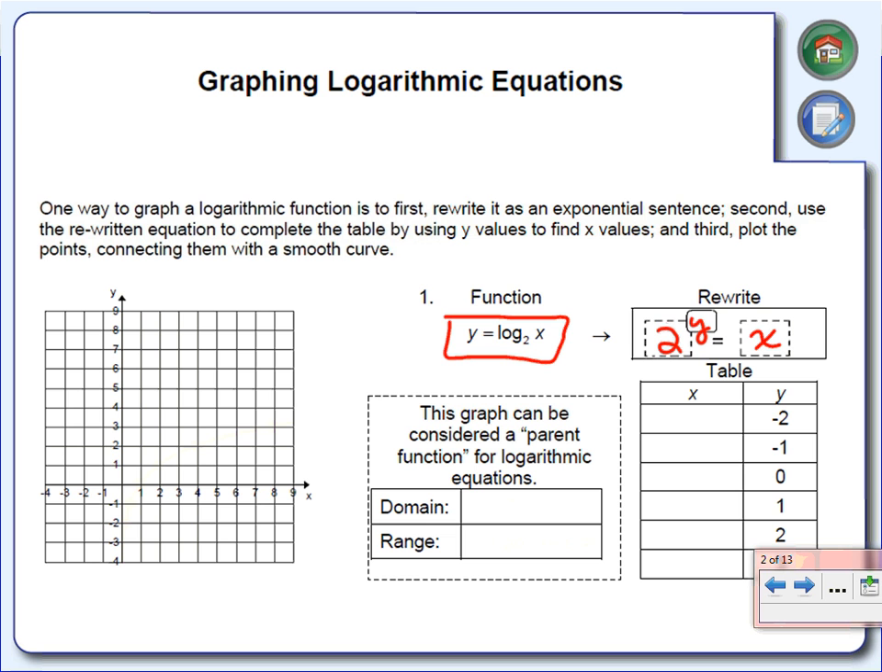So I went from having y equals log base 2 of x to the exponential 2 to the y power equals x. Now we're going to use this new equation and come up with a table of values. Notice in this table they gave us the y values. We're going to find the x values. So what do I get when I take this negative 2 and plug it in for y? In other words, what is 2 to the negative 2 power? Put that in your calculator for me.